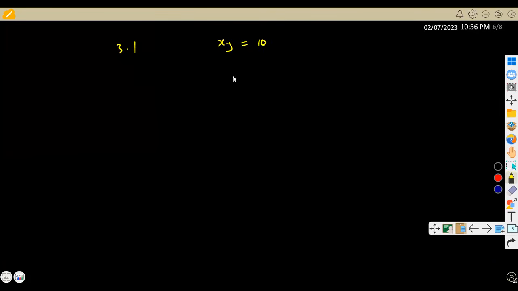So we know that we can write this inverse graph with y in terms of x. So we can just divide both sides by x. So y is equivalent to 10 over x. Okay, so this is another format that you can have. Using this format is still one and the same thing.